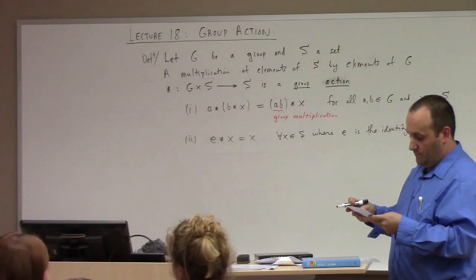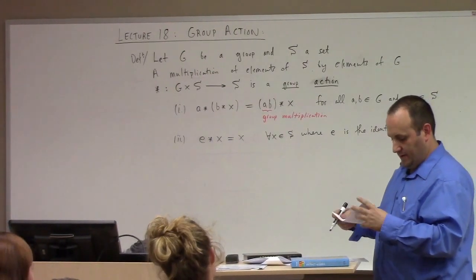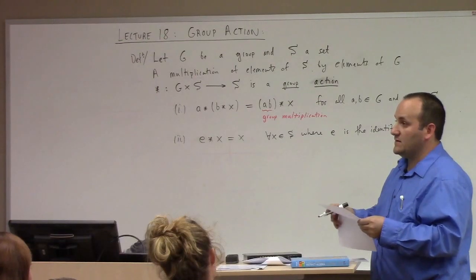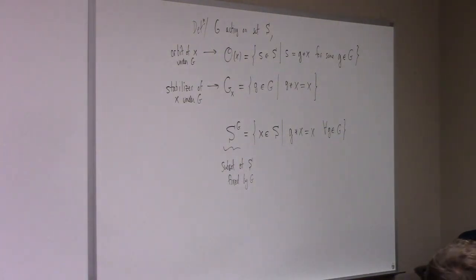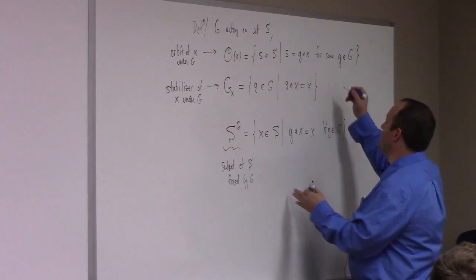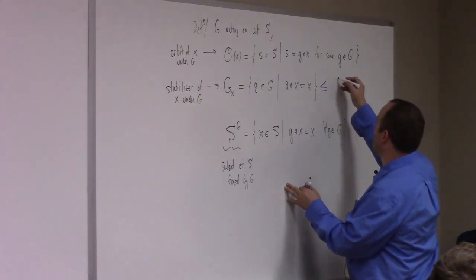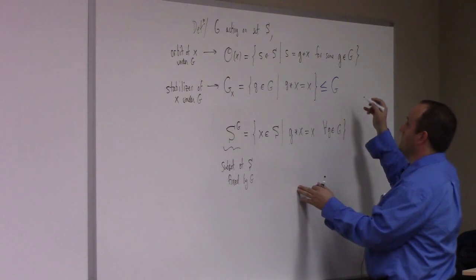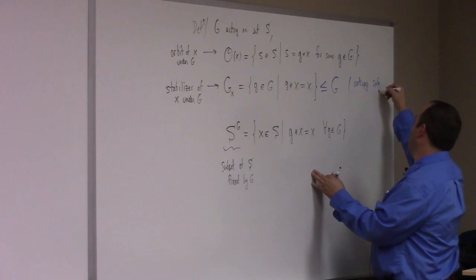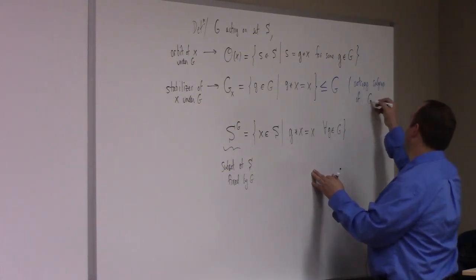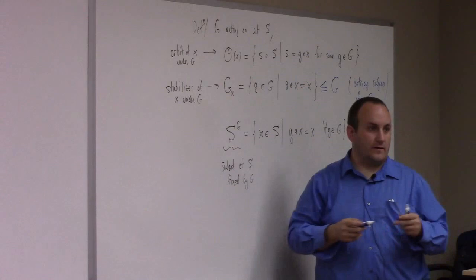So the other name for, come on, I wrote myself a note. Some people like to call it the stabilizer of X under G. For example, Fraleigh calls it the isotropy subgroup of X. Stabilizer is also known as the isotropy subgroup of X, or isotropy if you like. This is in fact, we can prove this, a subgroup of G. And so this is the isotropy subgroup of G.